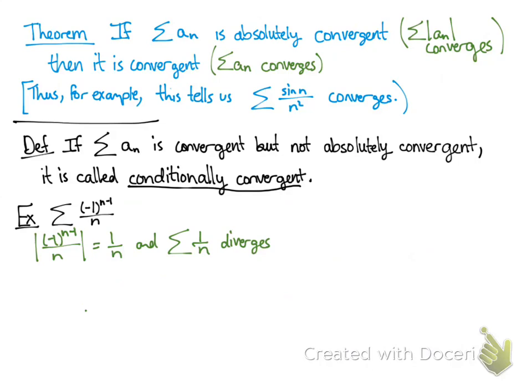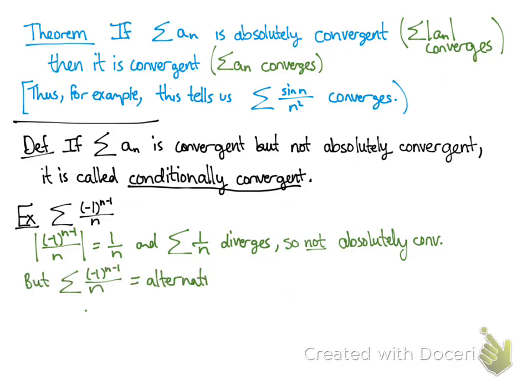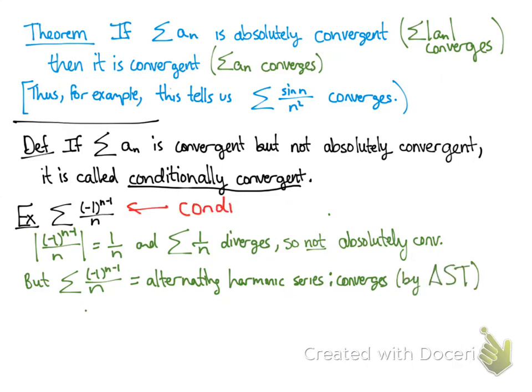So this series is not absolutely convergent because the absolute value version of it diverges. However, this series does converge because of the alternating series test. It's the alternating harmonic series, so it converges. That means this series converges, but doesn't converge absolutely. Therefore, it is conditionally convergent.